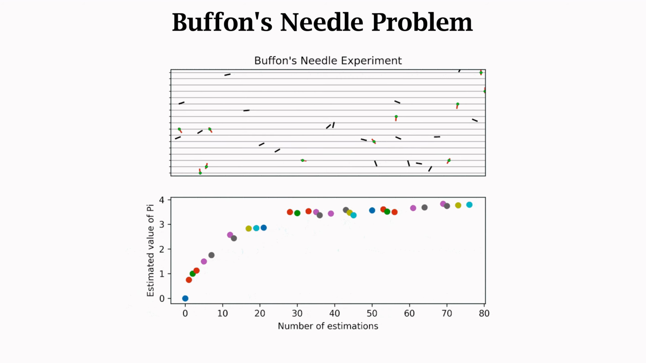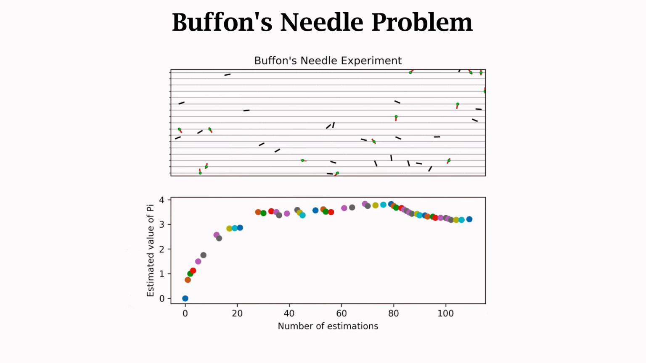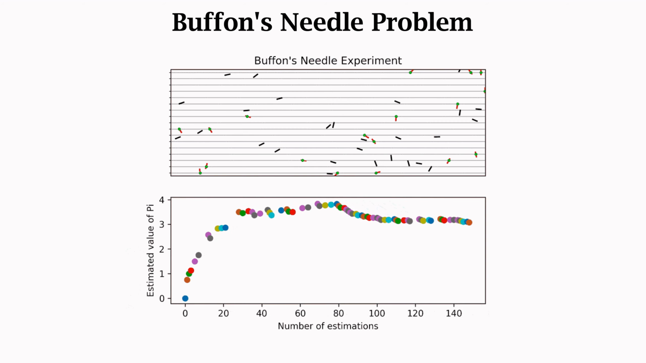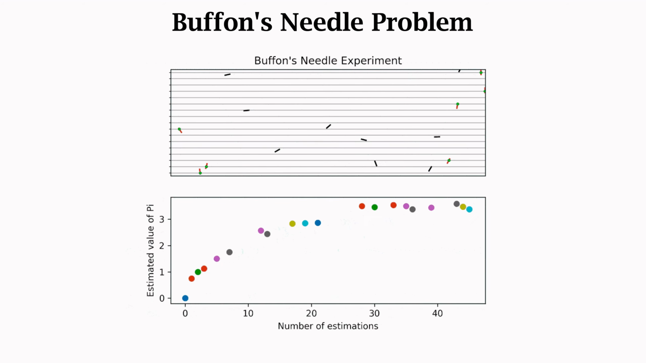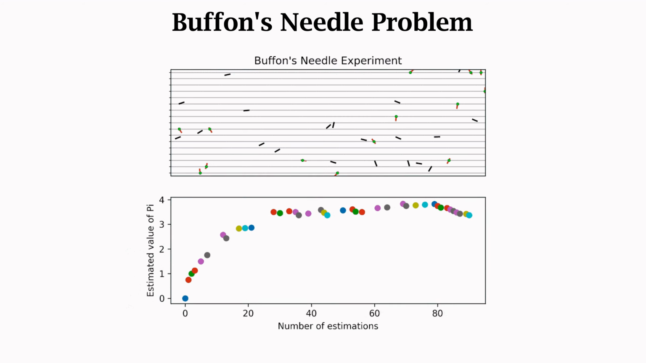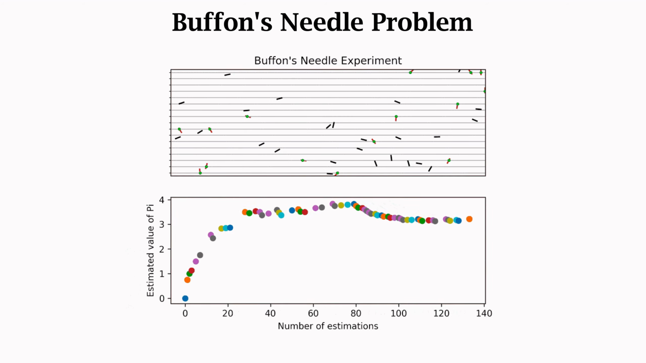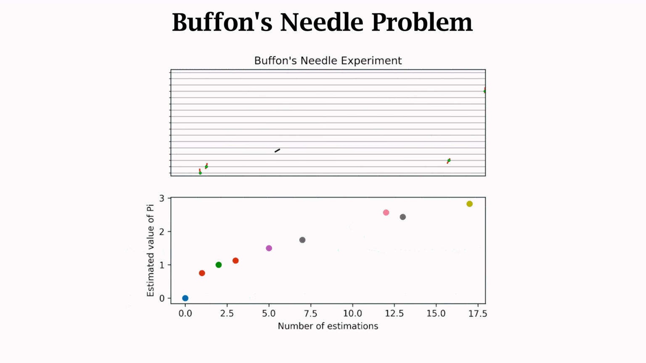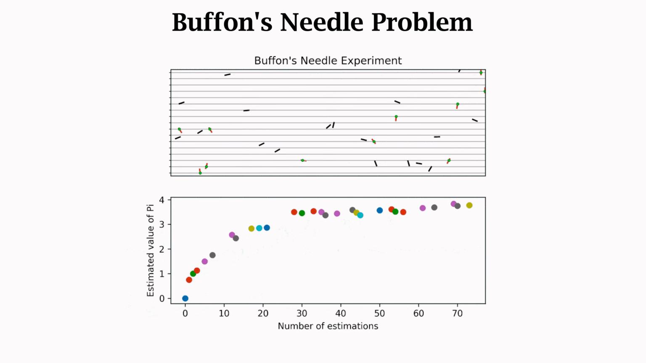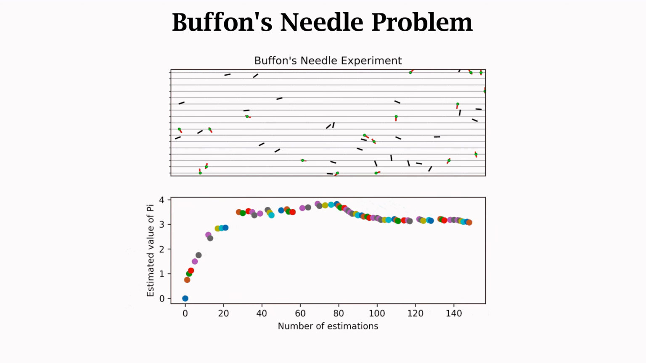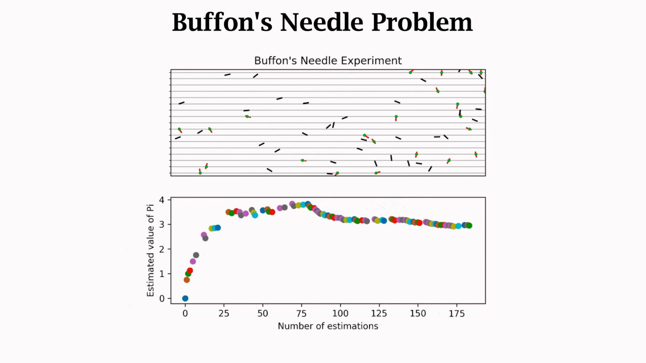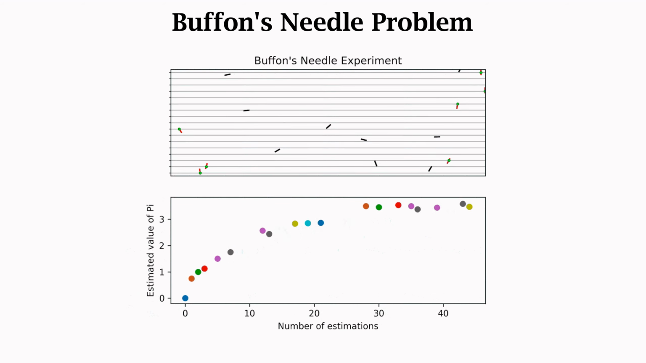You can write a Python program to simulate the experiment. You can sample a point uniformly at random. The needle's head is at the random point. Then, randomly sample a number between 0 and 360. The random number is the needle's angle. Using the point and angle, the needle is uniquely determined.